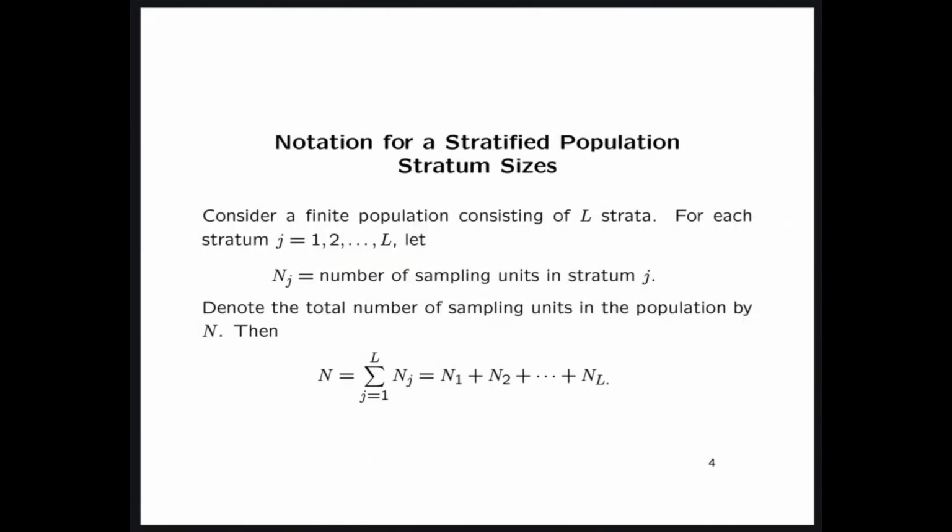Now consider a finite population consisting of a number of strata, which we will denote by capital L. For each stratum j, going from 1 up to capital L, let capital N sub j denote the number of sampling units within stratum j. Denote the total number of sampling units in the population by capital N. Then clearly capital N is going to be the sum of the number of sampling units within the various strata.